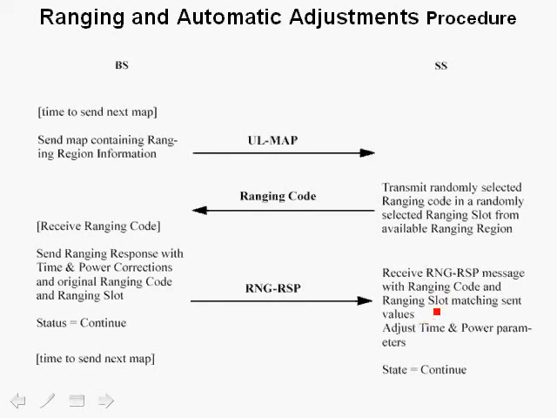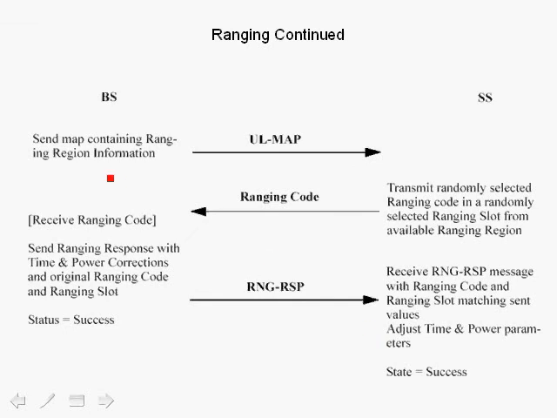So if it figures out that it sent that ranging code and used that slot, then it knows that this message is for it, and it adjusts its time and power parameters based on what was sent by the base station. And of course, the state could be continue, in which it goes into the next step, and we repeat sending the Uplink Map, and again the process continues until the status of success is received.